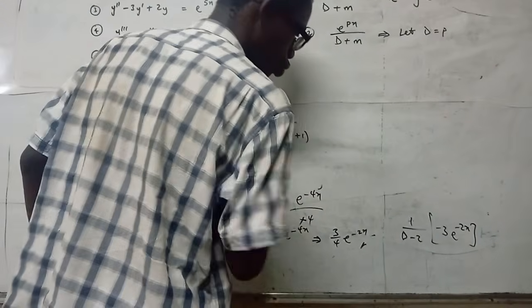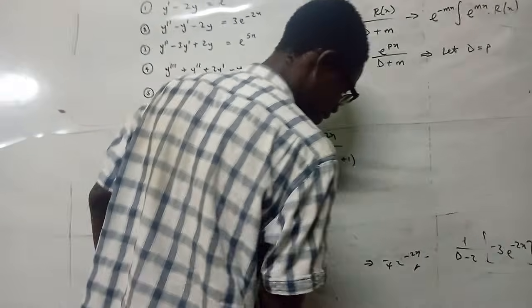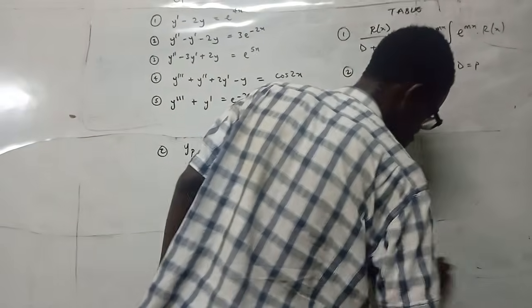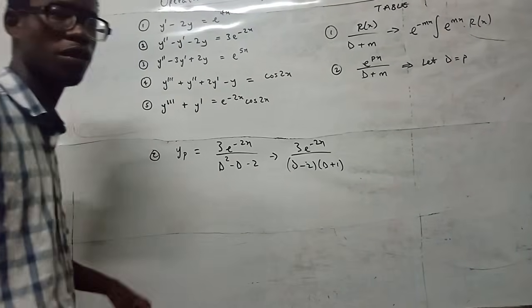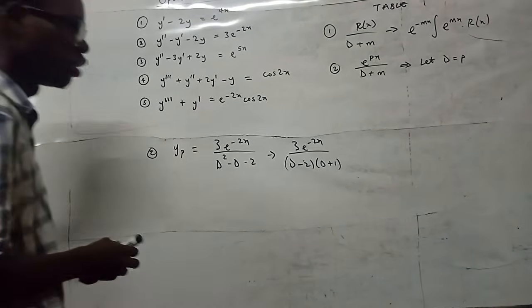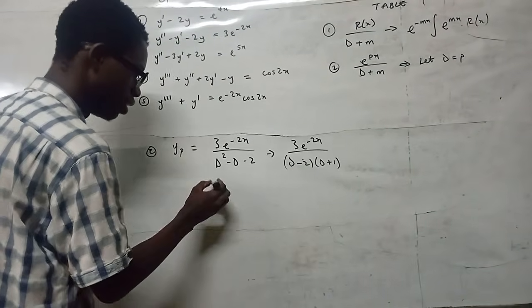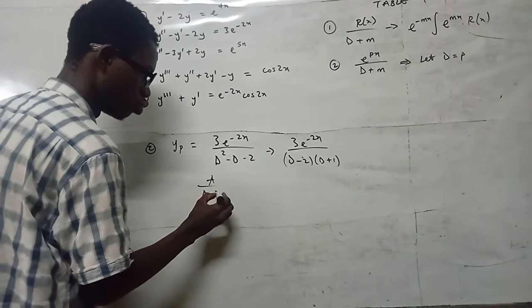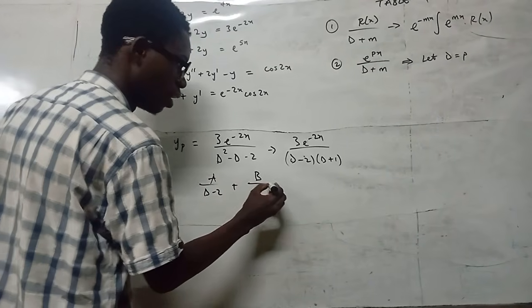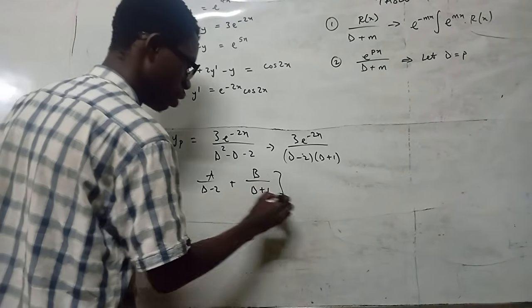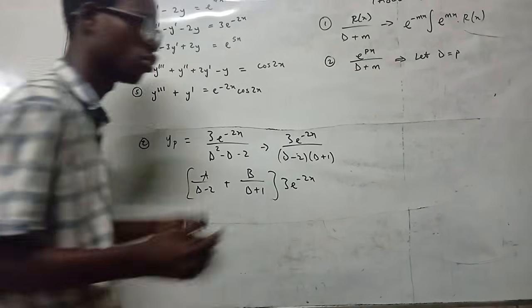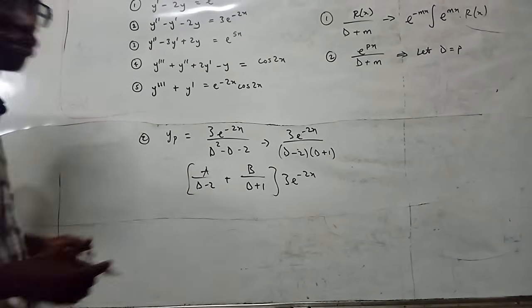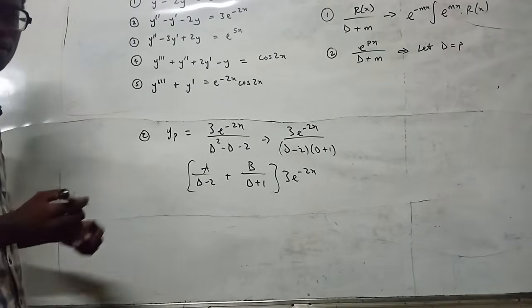Then another thing we can do using this same number 2: if you look at this, you see this is a product. So we can basically split this using partial fractions. We can use partial fractions to solve this by saying A over D minus 2 plus B over D plus 1, everything times 3e to the minus 2x. I'm not going to finish this for the sake of time. Oh, let me finish it.